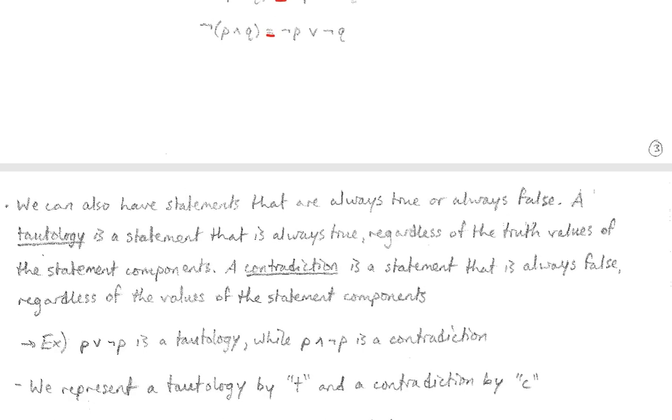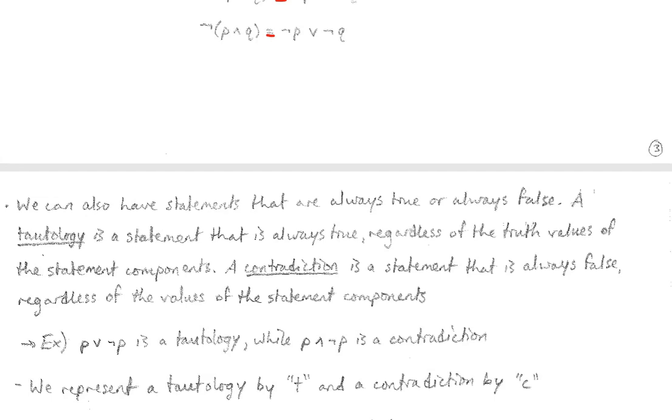There are some cases where we have statements that are either always true or always false. And we have special names for these things. A statement that's always true, regardless of the truth values of the components of that statement or the components of that form, is called a tautology.